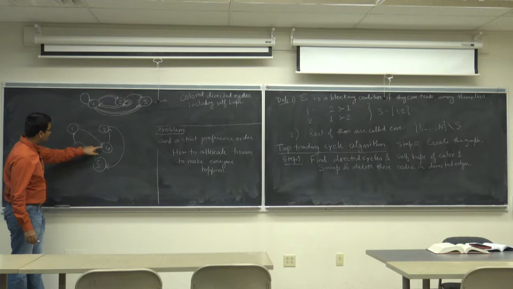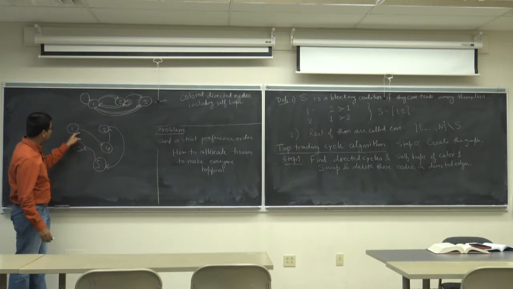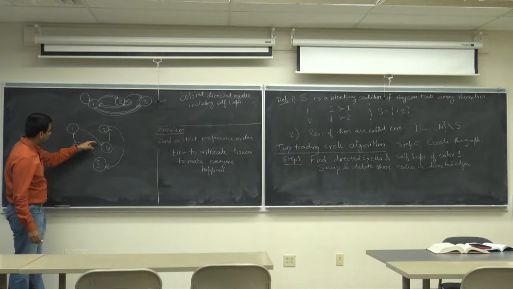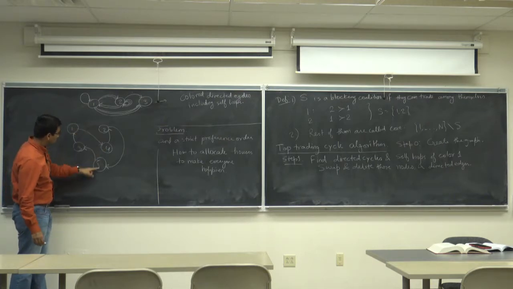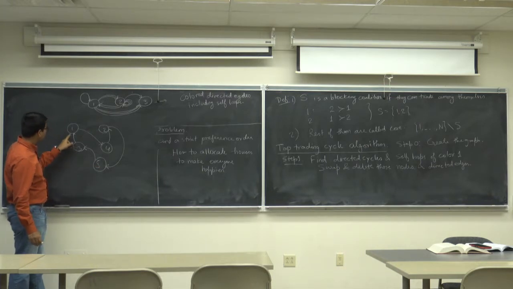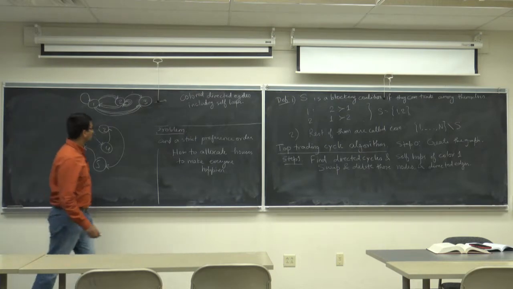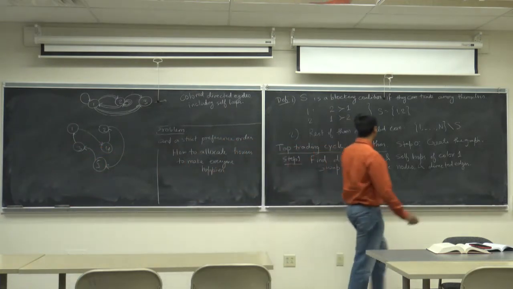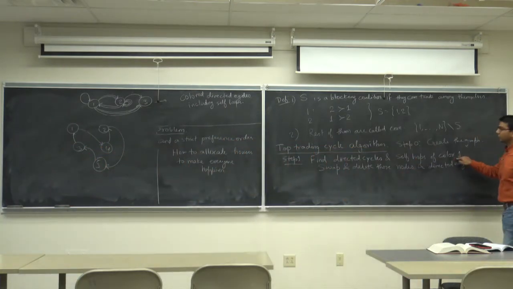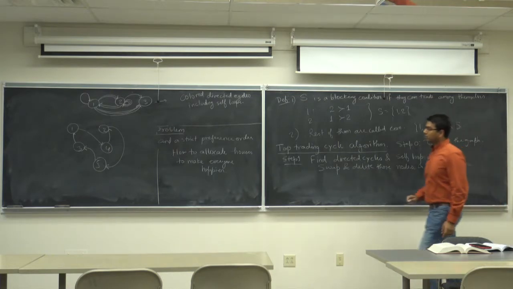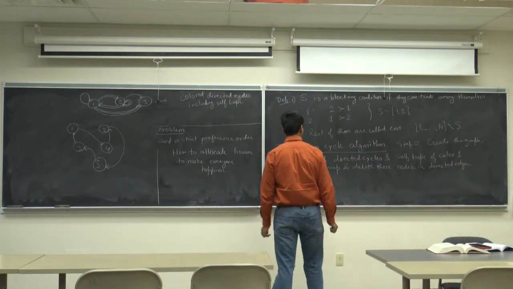So you go from 1 to 4, 4 to 2. These are all directed edges, so you can't go from 4 to 1. But you can go from 1 to 4 because the edge is in that direction. So you go from 1 to 4, 4 to 2, 2 to 5, 5 to 3, and 3 to 1. Okay, so this is a directed cycle. So what you have to do is find directed cycles and self loops of color 1. That's the first step.